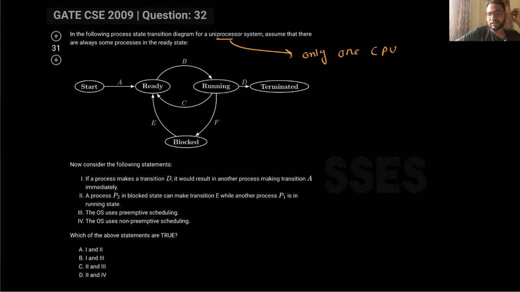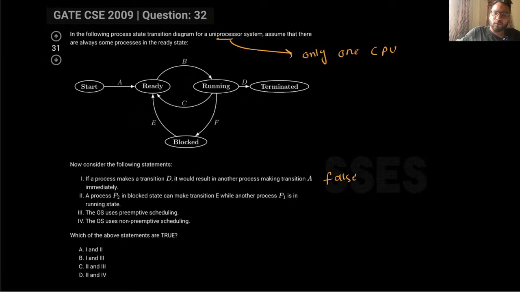If a process makes a transition D, then do you always make a transition which is A, which means you always load a new process? No, right? I mean there might be a process in the ready state, but there might not be a new process always. So that's why it is false. If it could have been B, then it is true. Why? Because B is saying that you always have something to move here, right? So that's why it is true. If something is finished, then you will move something. But if it is A, then it is false.